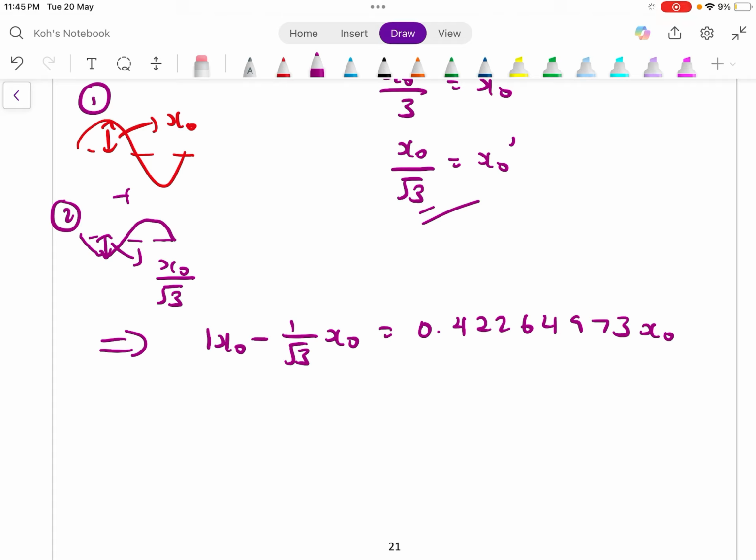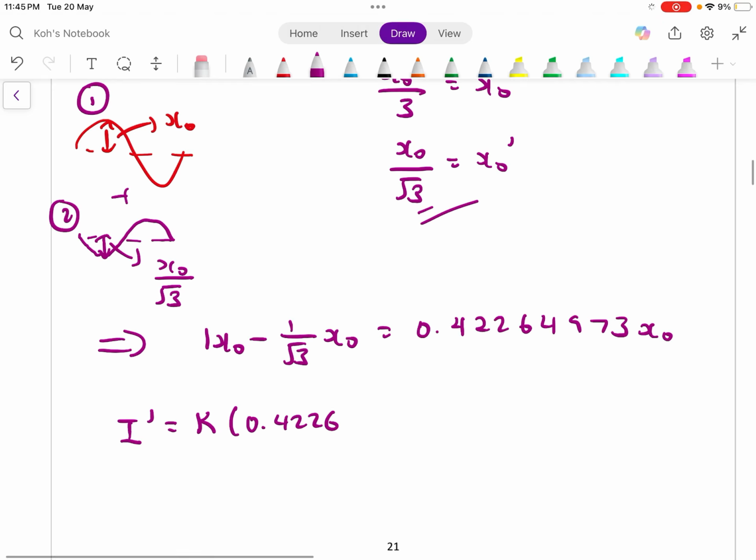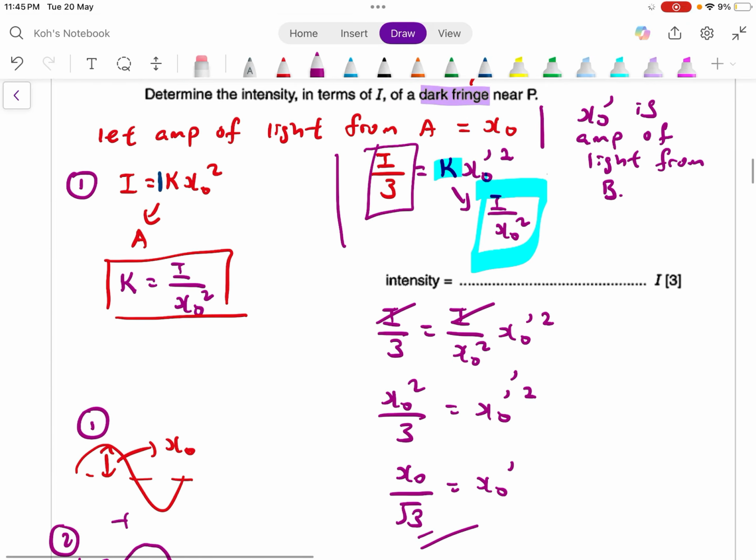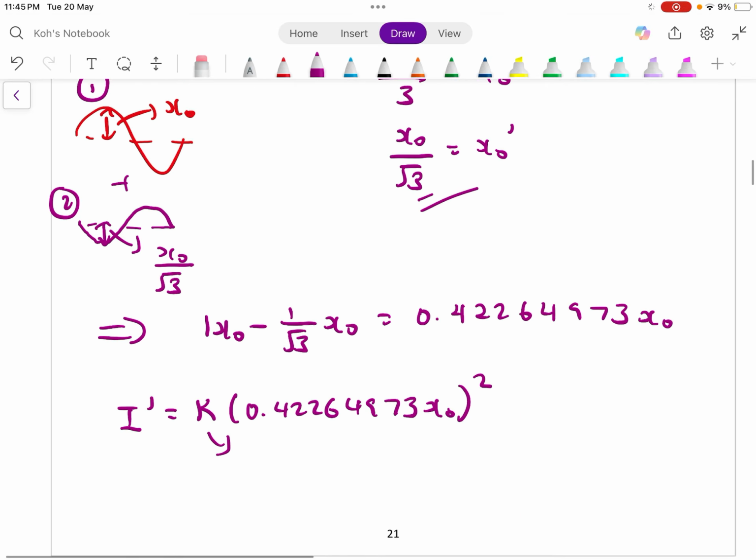With this, you simply do the calculation again. The intensity at point P, let's say I prime, is equal to k times amplitude squared. So this will give you 0.42264973 x0, bracket squared. Of course, not to forget our k, because k is a constant, I over x0 squared. So you do the calculation.